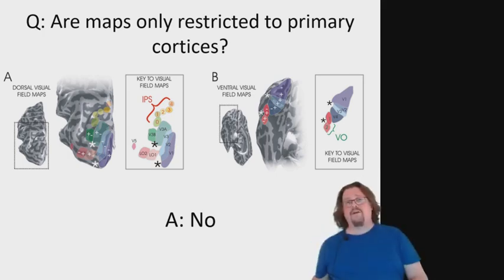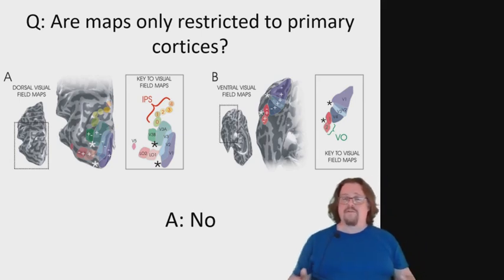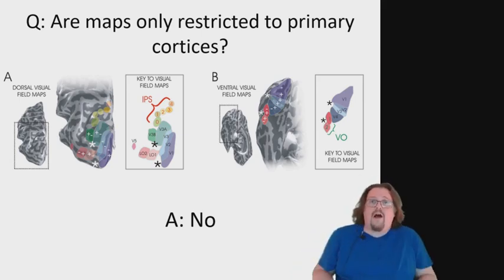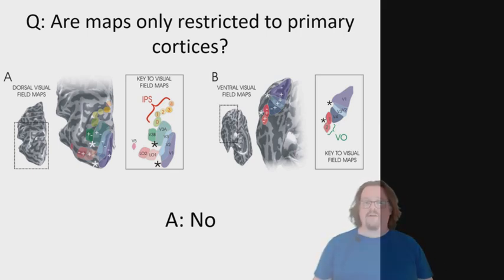And on the right hand side we see a similar pattern on the ventral surface of the brain. So here we're looking up at the underside of the back of the brain, and again we can see multiple field maps in these different visual areas.